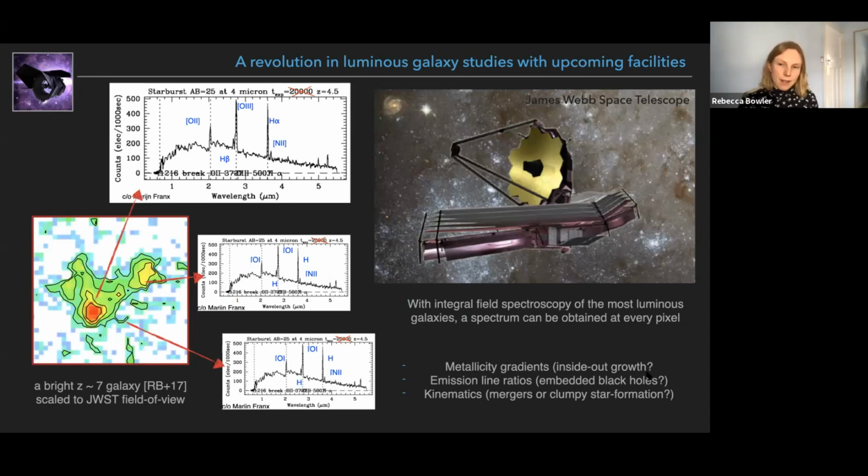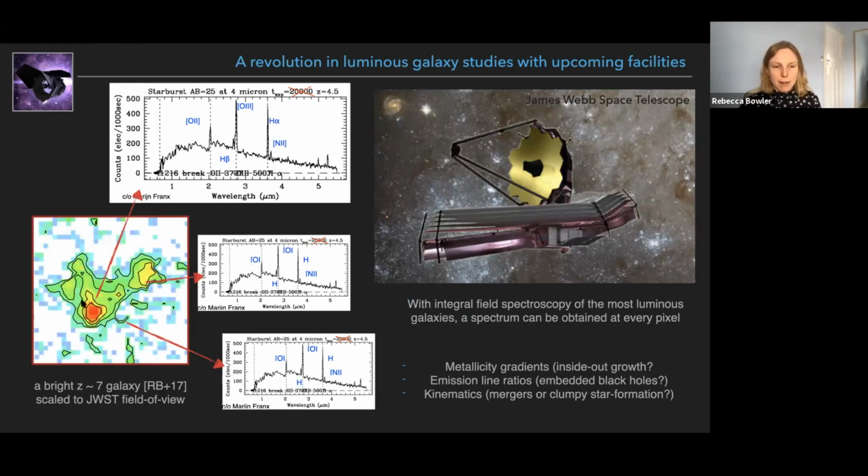So James Webb is primarily going to do spectroscopic follow-up of these very luminous galaxies that we will find with Euclid and Roman. And one of the most exciting things I'm looking forward to with James Webb is that it can do integral field spectroscopy. And all that means is that for every pixel in this Redshift 7 galaxy, we will get a spectrum.